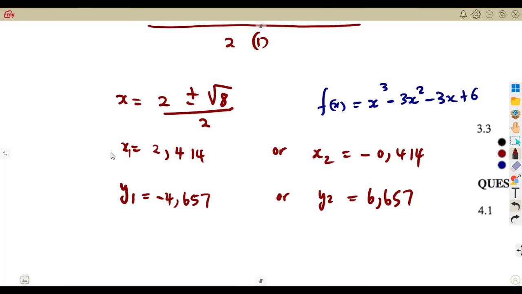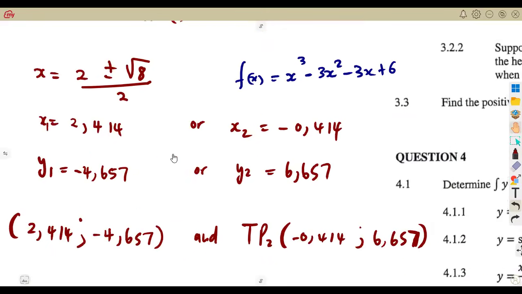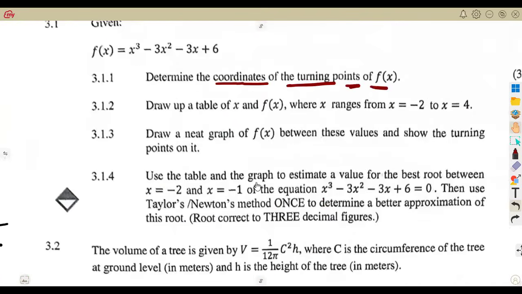So these are our turning points, as we have x1 corresponding to its y1. That will give us the first turning point, where x is 2.414. The value of y there is minus 4.657. And the other turning point is at x2, given as minus 0.414. This is what you have for the x value. And the y value there is 6.657. So you now have your turning points, the first turning point and the second turning point. So this was your question, guys. I just needed you to have your turning points like that.